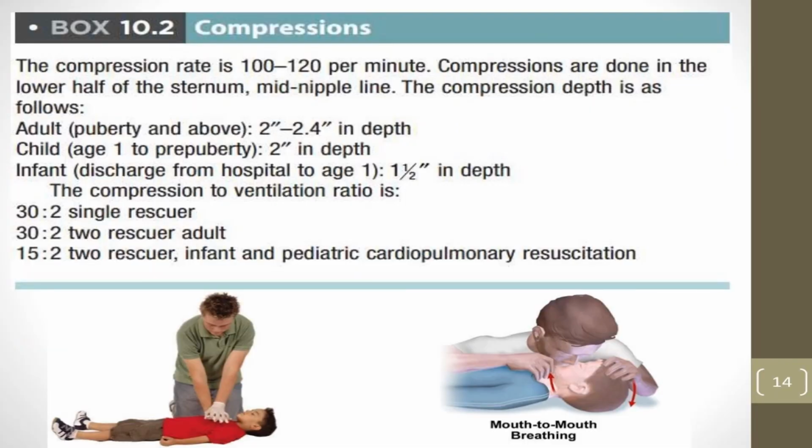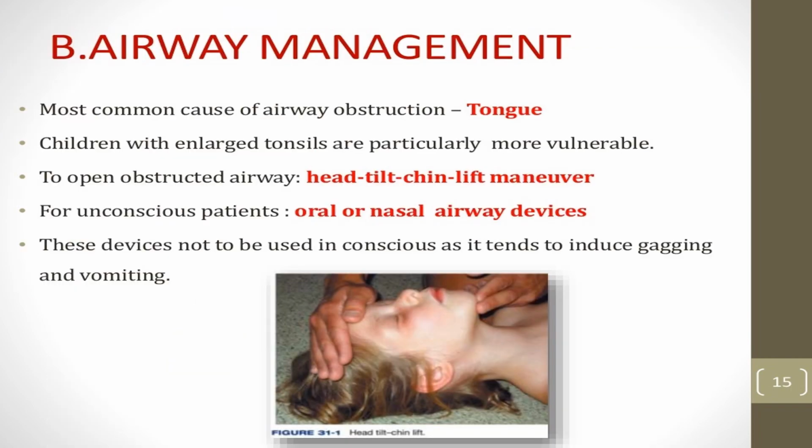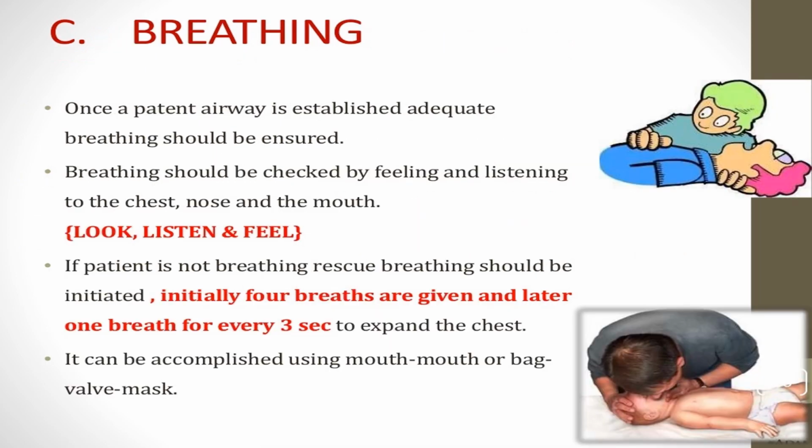Airway management: the most common cause of airway obstruction is the tongue. Children with enlarged tonsils are particularly more vulnerable. To open an obstructed airway, use the head tilt, chin lift maneuver. For unconscious patients, use oral or nasal airway devices. These devices are not to be used in conscious patients, as they tend to induce gagging and vomiting.